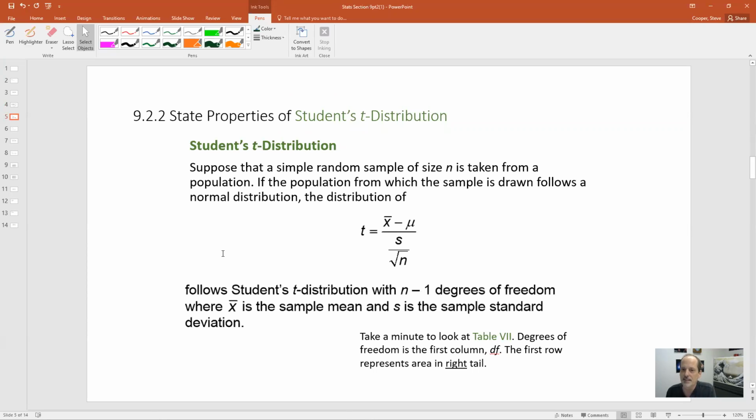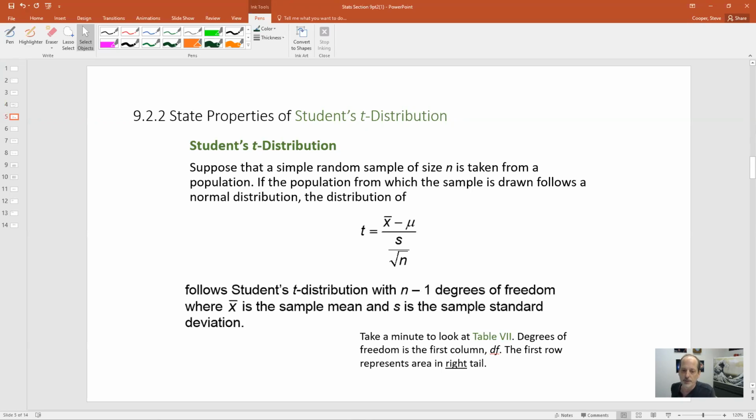What this tells us is I'm introducing now the student's t-distribution. This formula right here is just describing how t is calculated, and then it tells us that it follows this t-distribution that we're going to go look at, and it's table 7. So that's what it says right here.